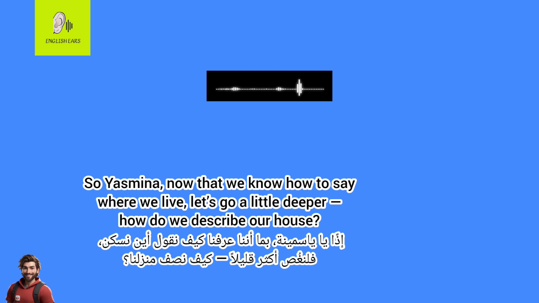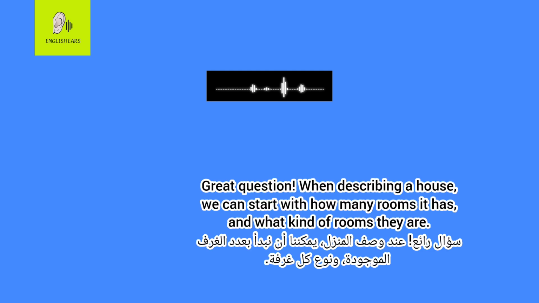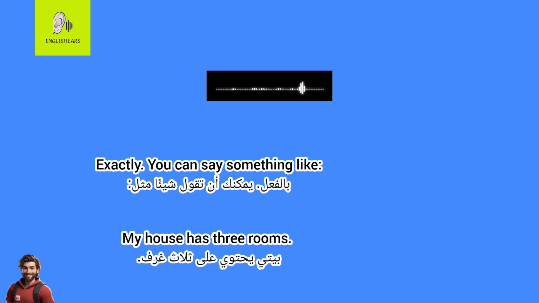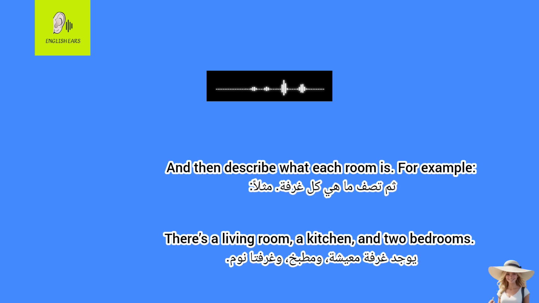So Yasmina, now that we know how to say where we live, let's go a little deeper. How do we describe our house? Great question. When describing a house, we can start with how many rooms it has and what kind of rooms they are. Exactly. You can say something like, "My house has 3 rooms." And then describe what each room is. For example, there's a living room, a kitchen, and 2 bedrooms.